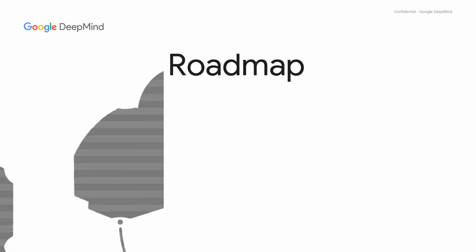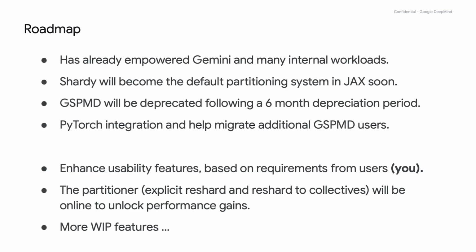Finally, we have discussed the current status and the future work. Shardy has already empowered Gemini and many internal workloads in Alphabet, and Shardy will become the default partitioning system in JAX soon. We expect to flip the value so JAX will use Shardy by default in July. Afterwards, GSPMD will be deprecated following a 6-month deprecation period, and we expect to not maintain GSPMD after the end of this year.